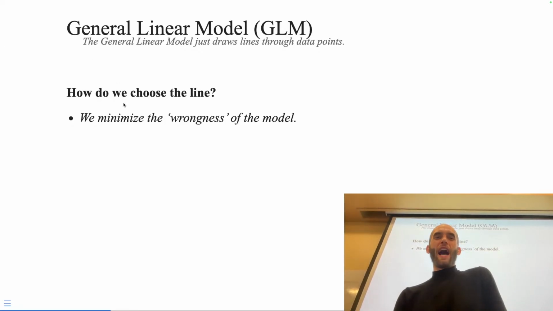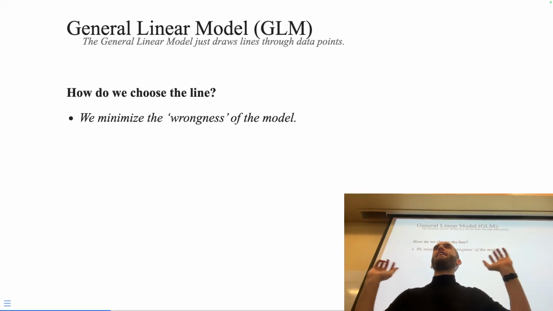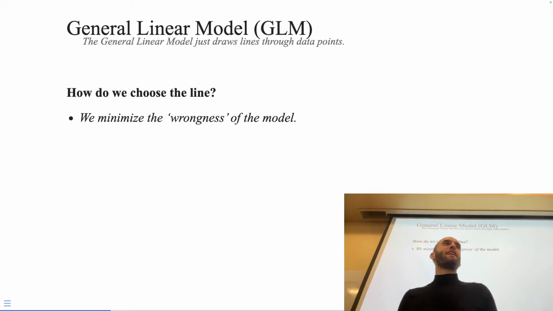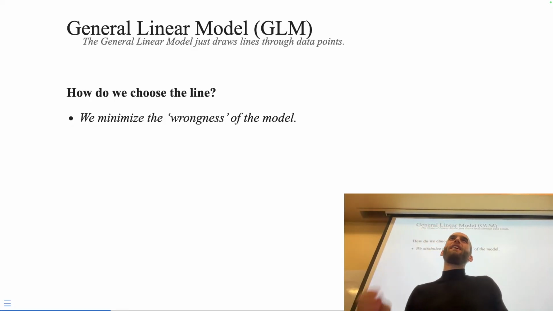Okay, so how do we choose this line? This is the big question, right? We run a line through data, but we could run the line through data in any given way we wish, like vertical, horizontal, or anywhere in between. So how do we pick it? We try to minimize how wrong our model is. That's the core idea. We want to draw a line so that the wrongness of the model is minimized.